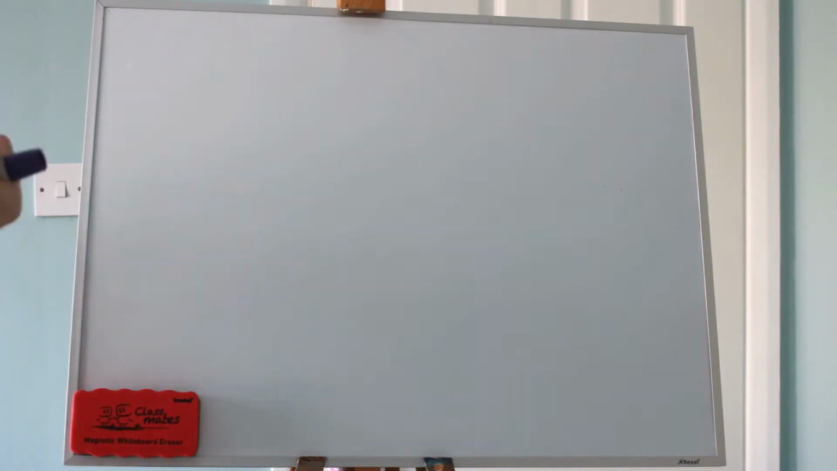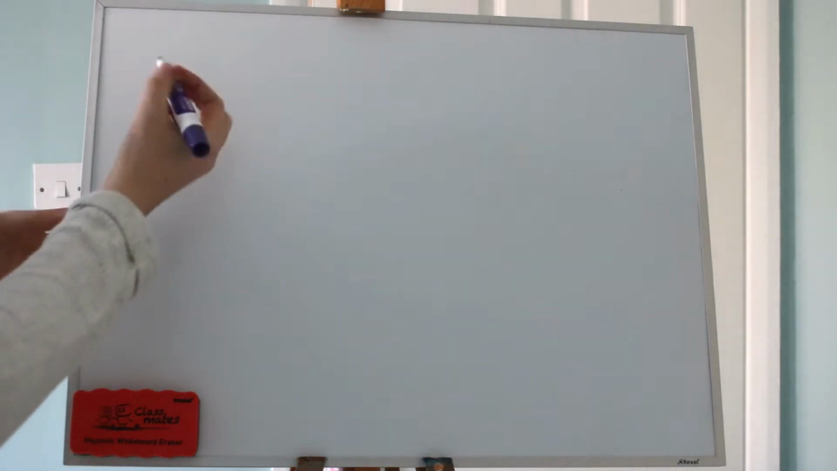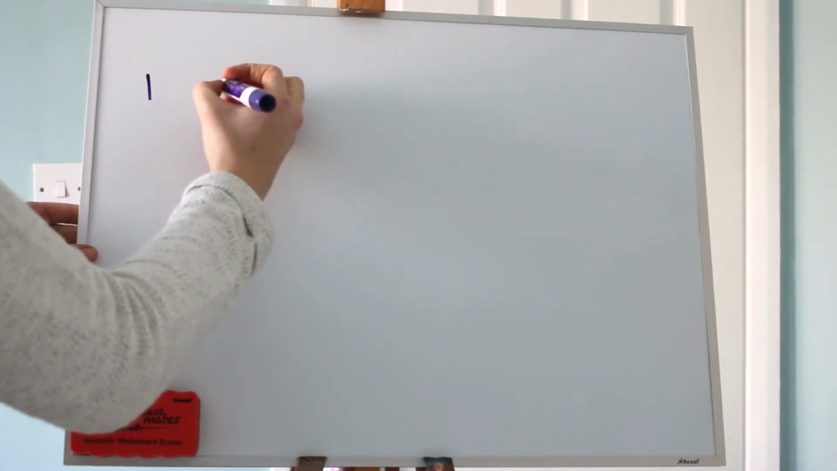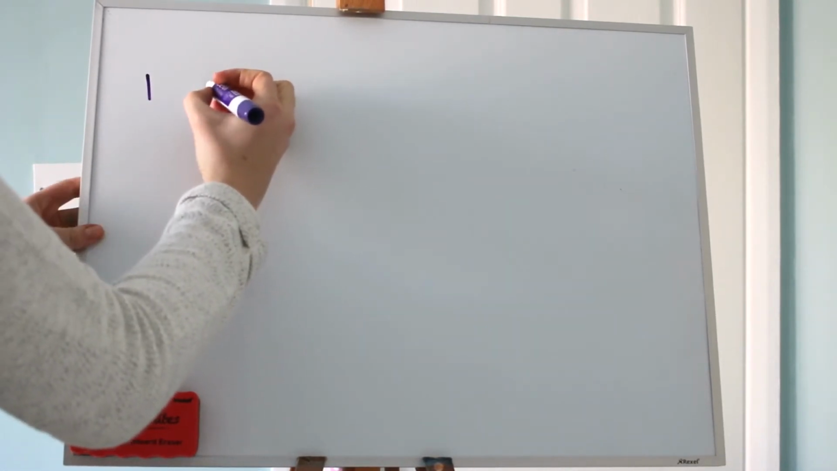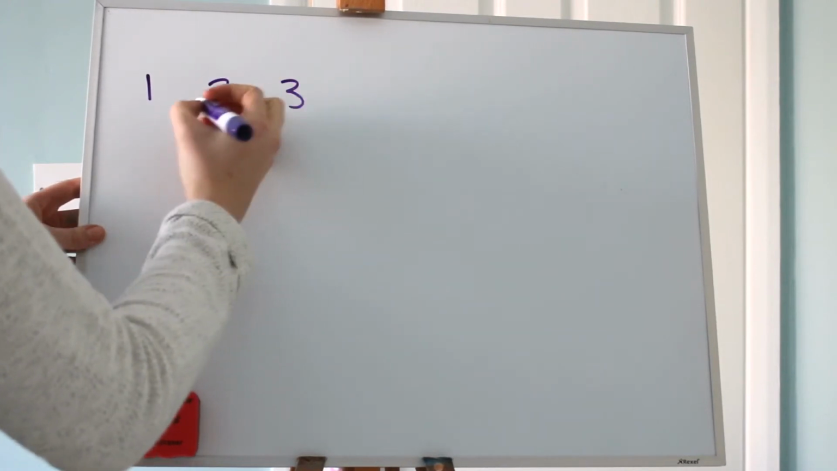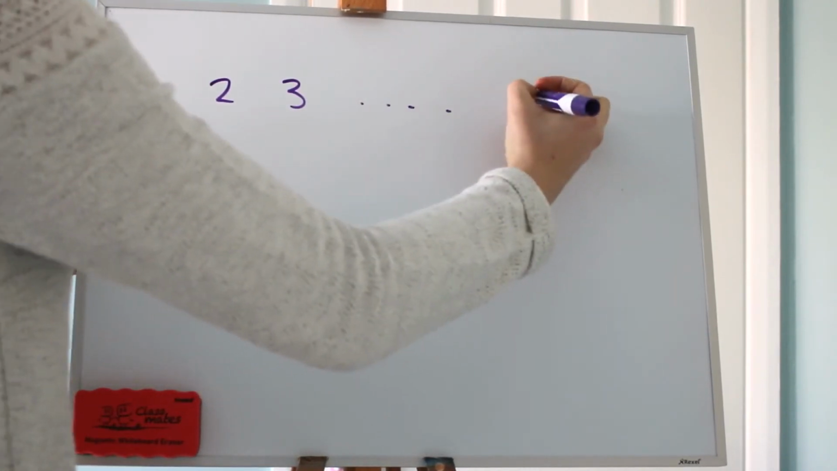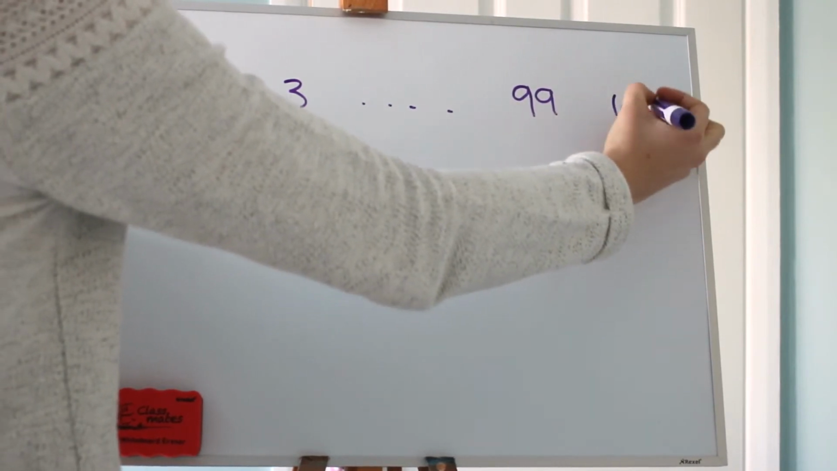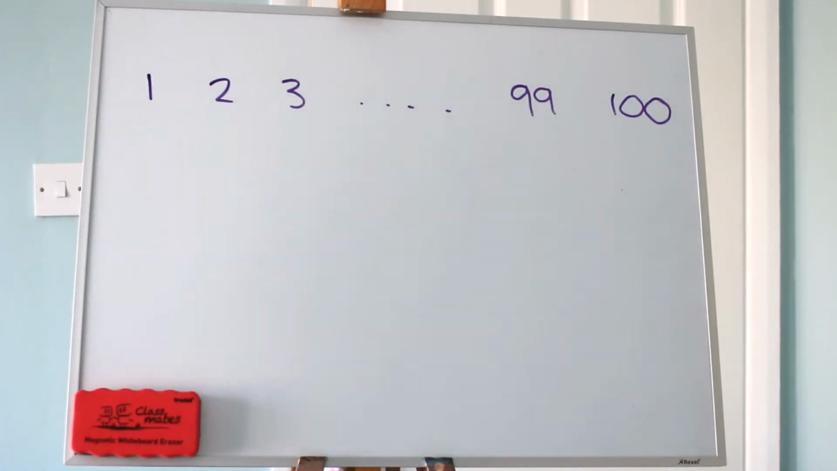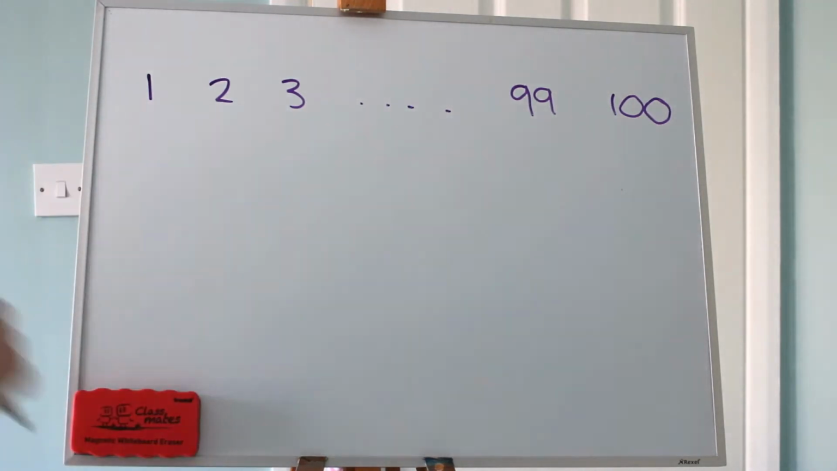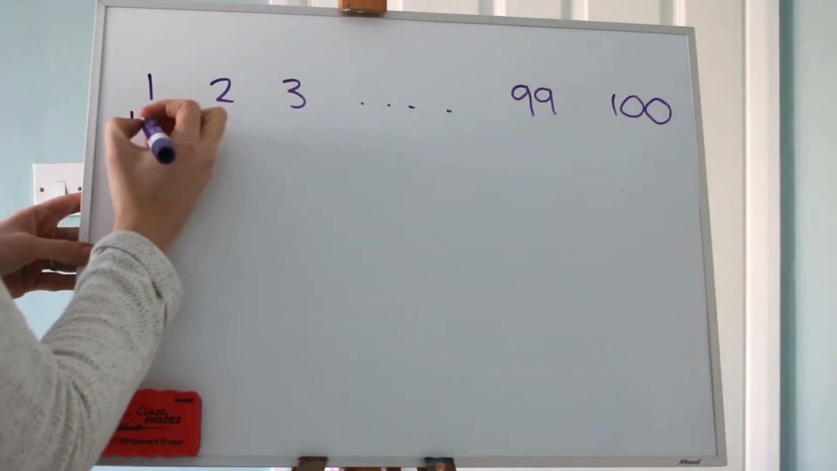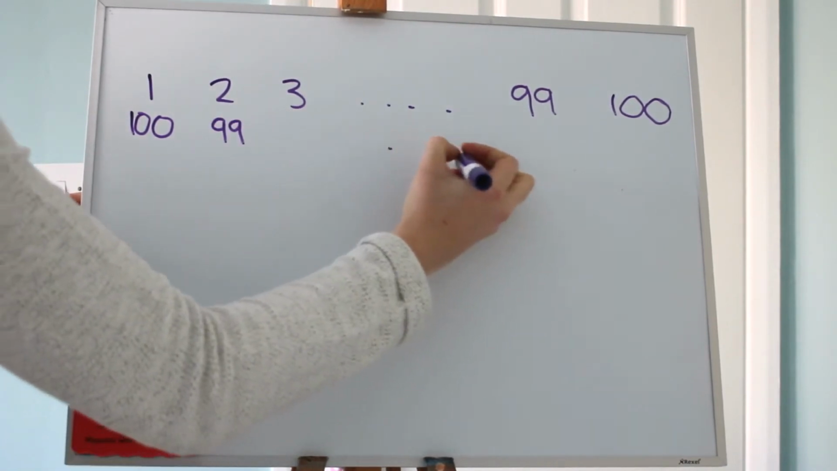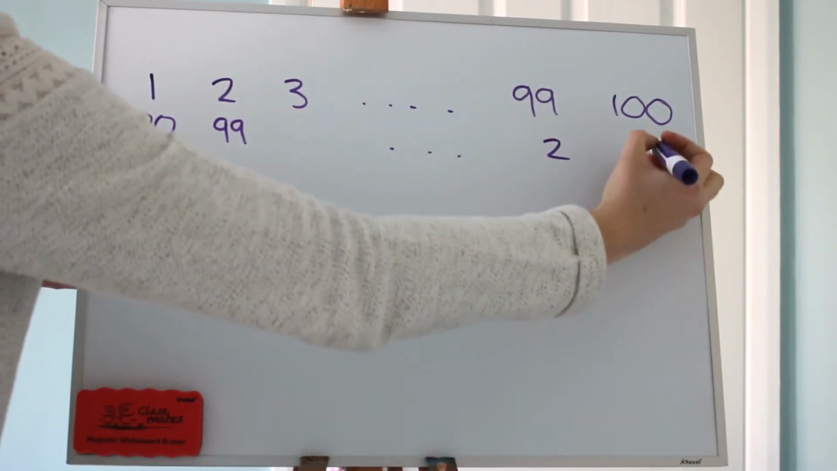So his arithmetic sequence was the most basic one. He started with the number 1, so his A was 1, and his common difference was 1, so he just went 1, 2, 3, and so on. I'm not going to write them all out, but I'll go up to 99 and 100. And then he said, okay, I'll flip the numbers round and write them again underneath. So he put 100 underneath the 1, 99 under the 2, and so on, down to 2 and 1.